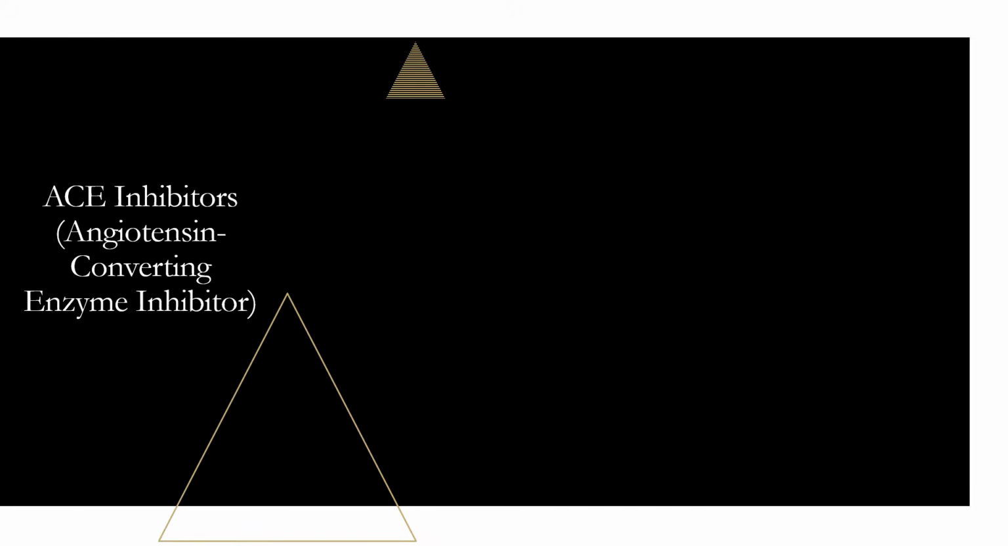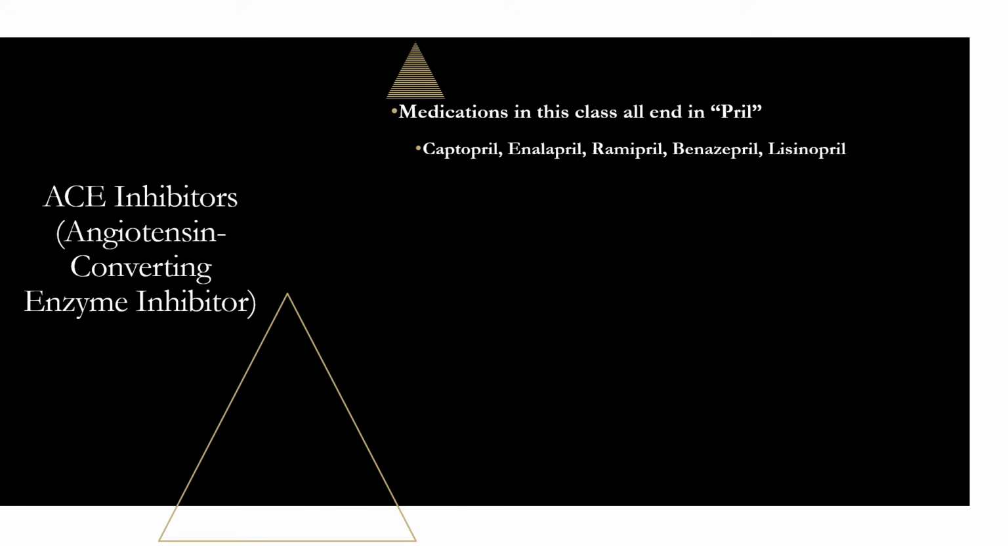So let's first get started with your ACE inhibitors. That's your angiotensin converting enzyme inhibitor. And all medications in this class are going to end in pril. So PRIL, that's going to be captopril, enalapril, ramipril, benazepril, and lisinopril. So those are the medications in this class. Again, they're all ending in pril, so you can recognize them when you see them on a question.